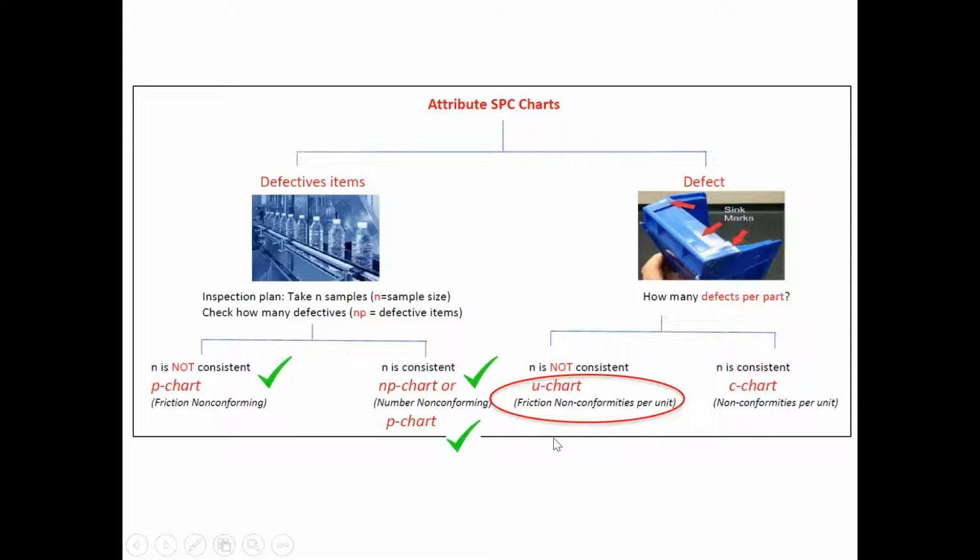And I forgot to mention that the name of the C chart is the non-conformity per unit chart. And for the U-chart, the common name is fraction non-conformity per unit. Again, SPC is something that differs from other subjects like statistics. There are many terminologies used by different authors, right?